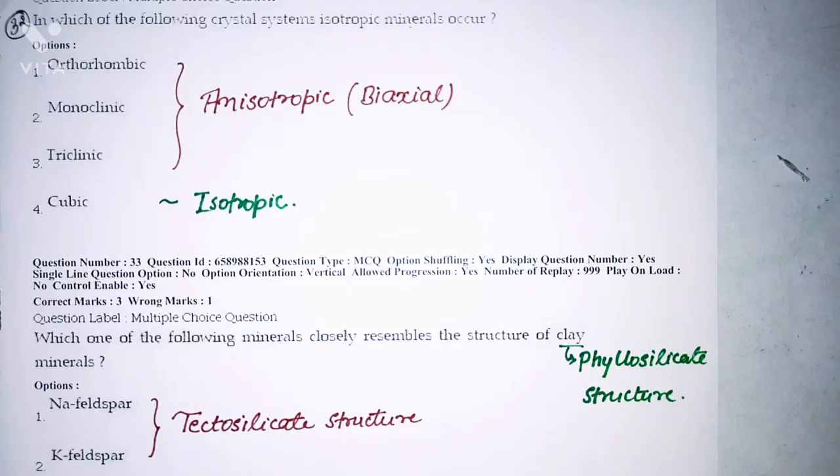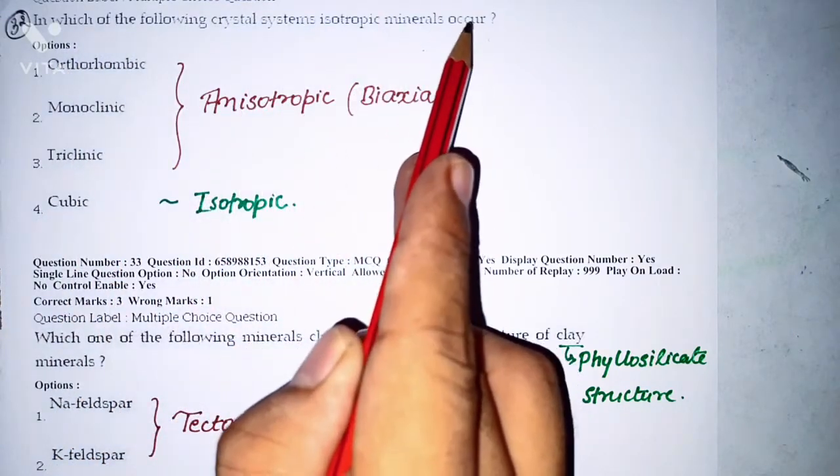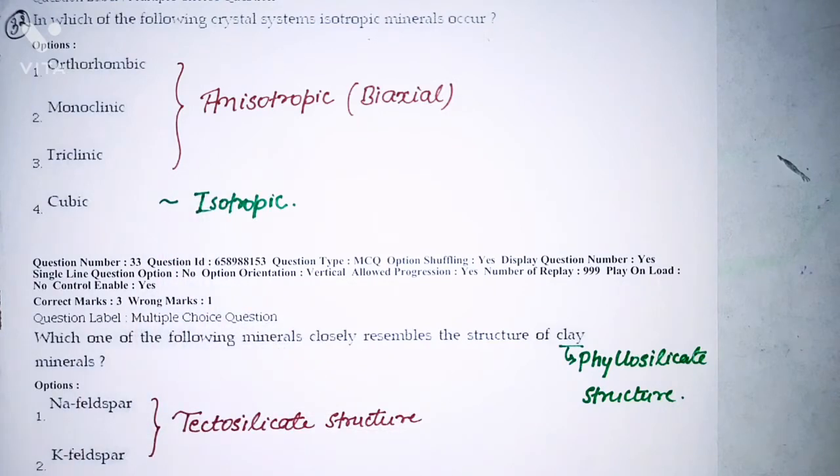Now, next question is, in which of the following crystal systems isotropic minerals occur? Isotropic minerals are those which have the same properties in all directions, and all those minerals that crystallize in cubic system are isotropic in nature. So the correct answer of this question is cubic.